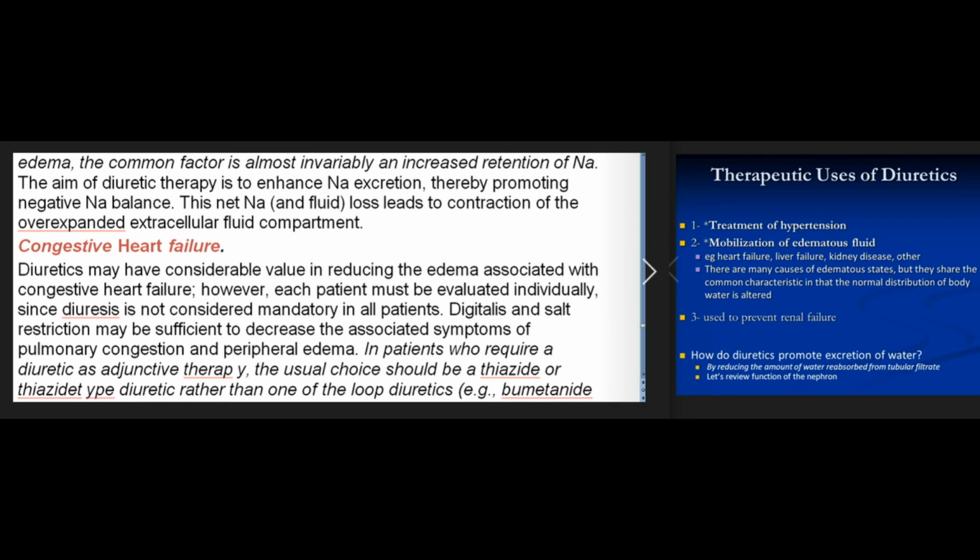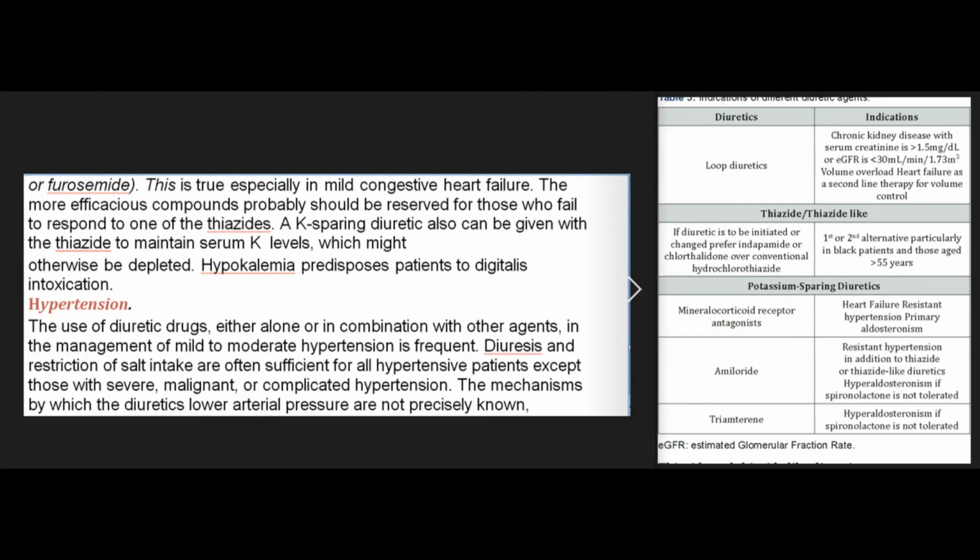In patients who require a diuretic as adjunctive therapy, the usual choice should be a thiazide or thiazide-type diuretic rather than one of the loop diuretics, for example bumetanide or furosemide. This is true especially in mild congestive heart failure. The more efficacious compounds probably should be reserved for those who fail to respond to one of the thiazides. A K-sparing diuretic also can be given with the thiazide to maintain serum K levels, which might otherwise be depleted. Hypokalemia predisposes patients to digitalis intoxication.